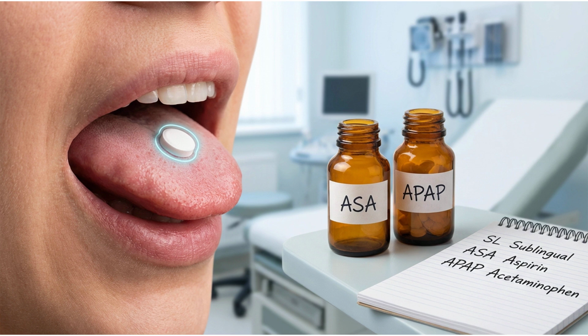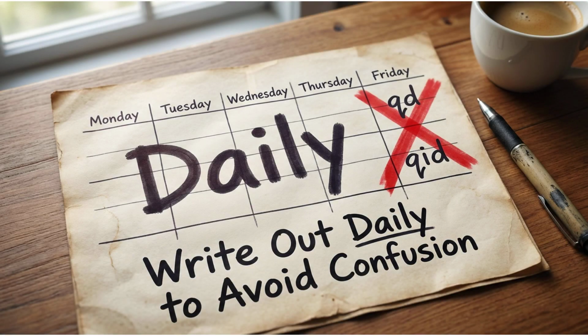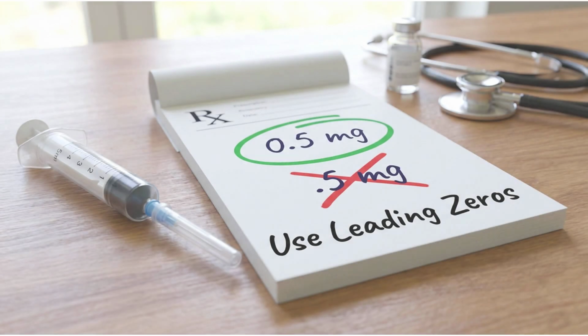It is also vital to recognize chemical abbreviations like ASA for acetylsalicylic acid, commonly known as aspirin, and APAP, which stands for the pain reliever acetaminophen. To mitigate risks, certain abbreviations are discouraged by the Joint Commission. For dosing frequency, you must write out the word daily instead of using QD, which is easily confused with QID, meaning 4 times daily. Similarly, always write every other day instead of QOD to prevent dangerous misunderstandings in medication timing.